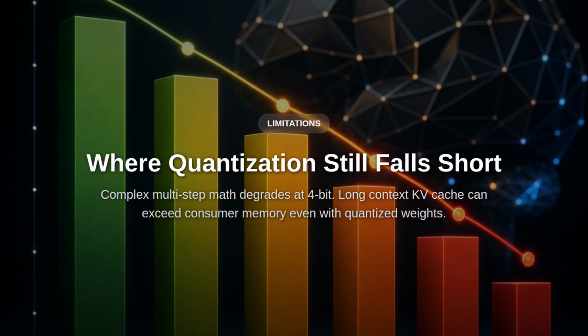Additionally, quantized models still need memory for the key value cache during long conversations, and this cache is typically stored at full precision. A 128,000 token context window can consume an extra 8 to 16 gigabytes of memory on top of the model weights, which can push you over your memory budget.